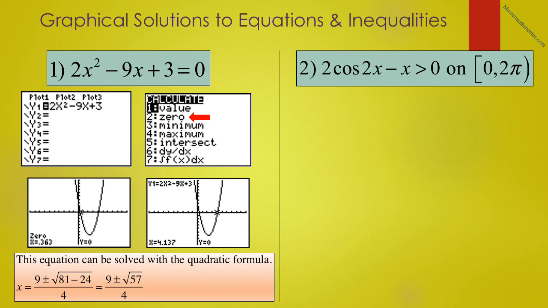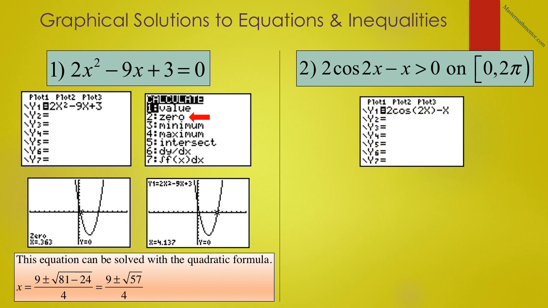Obviously, since this is a quadratic, this equation can be solved with the quadratic formula. x would equal 9 plus or minus the square root of negative 9 squared, which is 81, minus 4 times 2 times 3, or 24. And that is all over 2 times 2, or 4. Our answer is 9 plus or minus the square root of 57, all over 4. We can find the decimal equivalent of that, and it should equal 0.363 and 4.137.